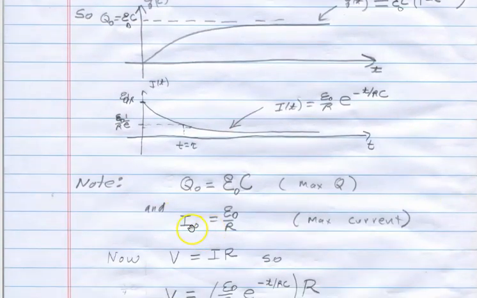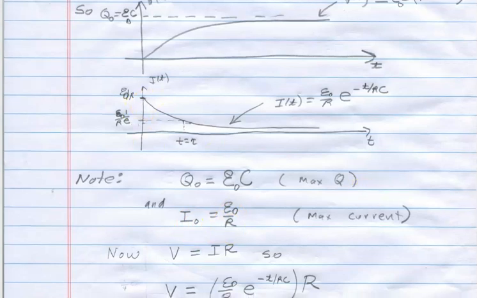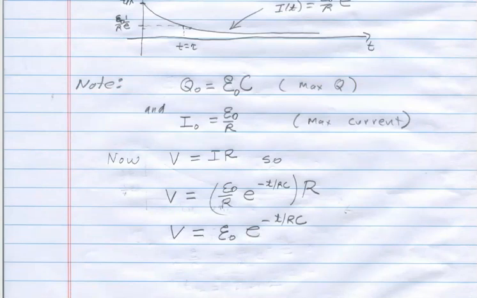Well, sometimes people like to write those as well. So I've already introduced the maximum Q was Q naught, which was E naught times C. And the maximum current was E naught over R that we see from this plot. So some people then like to write that in terms of E naught over R. And I take the derivative, I find that the voltage drop across the resistor is just this E naught times e to the minus t over RC.